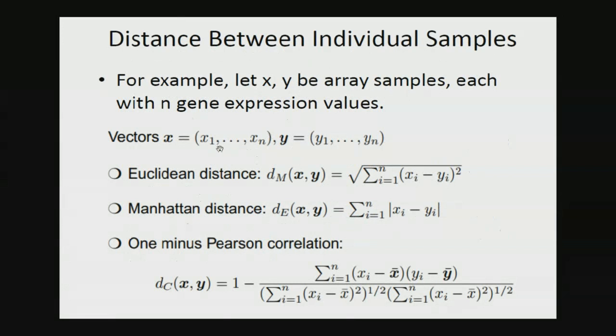And each one comes with n gene expression values. You can think of it as 1 to n, as you have n genes for sample X and n genes for sample Y. And then this Euclidean distance, this is the most common one. It's defined as the square root of the sum of the squared distances between the two samples.